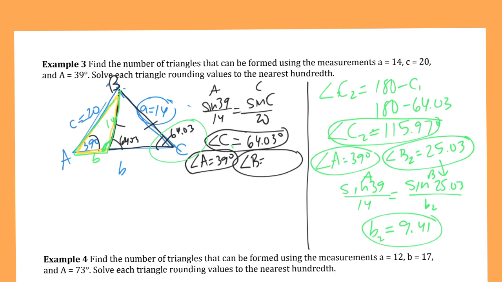And so we've solved the more narrow triangle. We just have to go back and be like, okay, that larger triangle, 180 minus the given A and the bigger C is going to give us angle B to be 76.97.